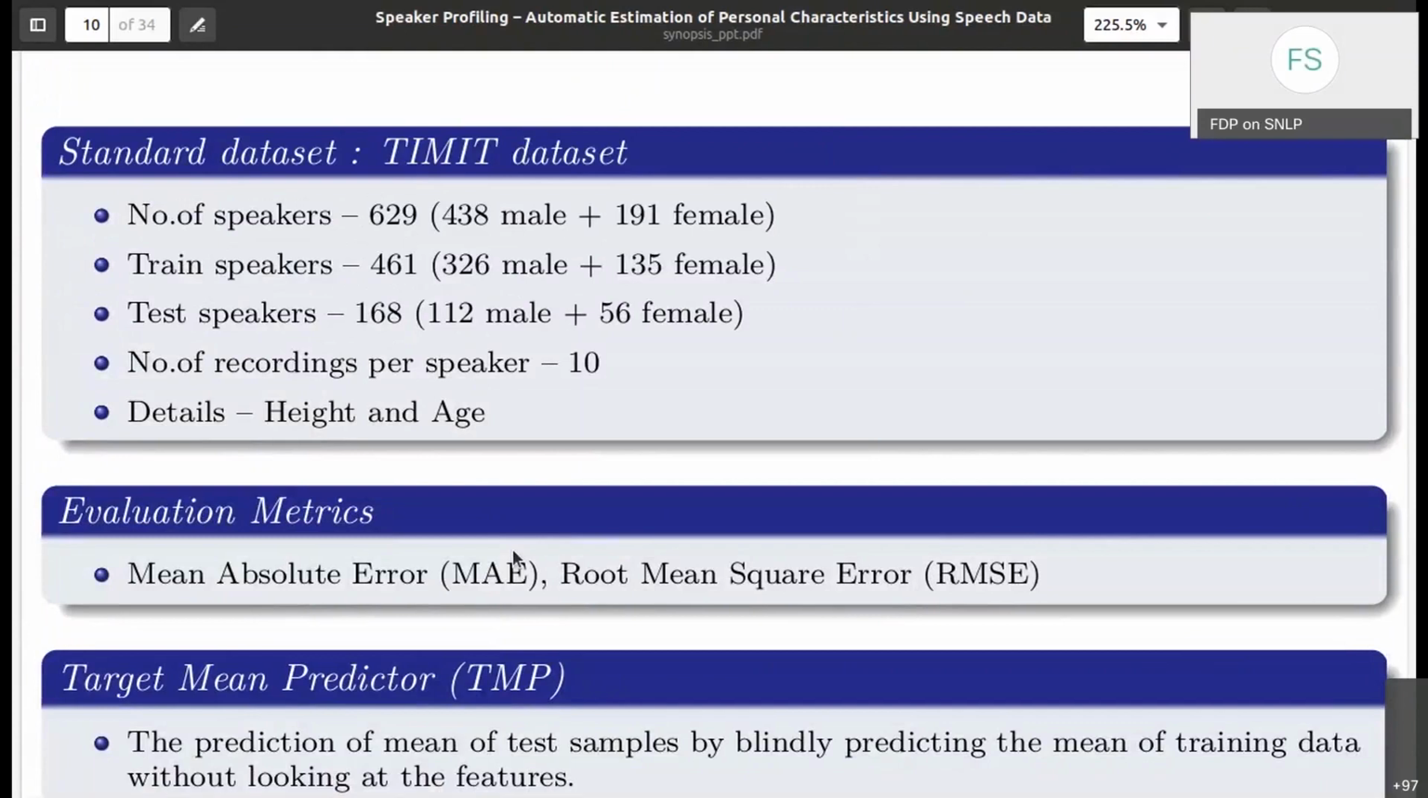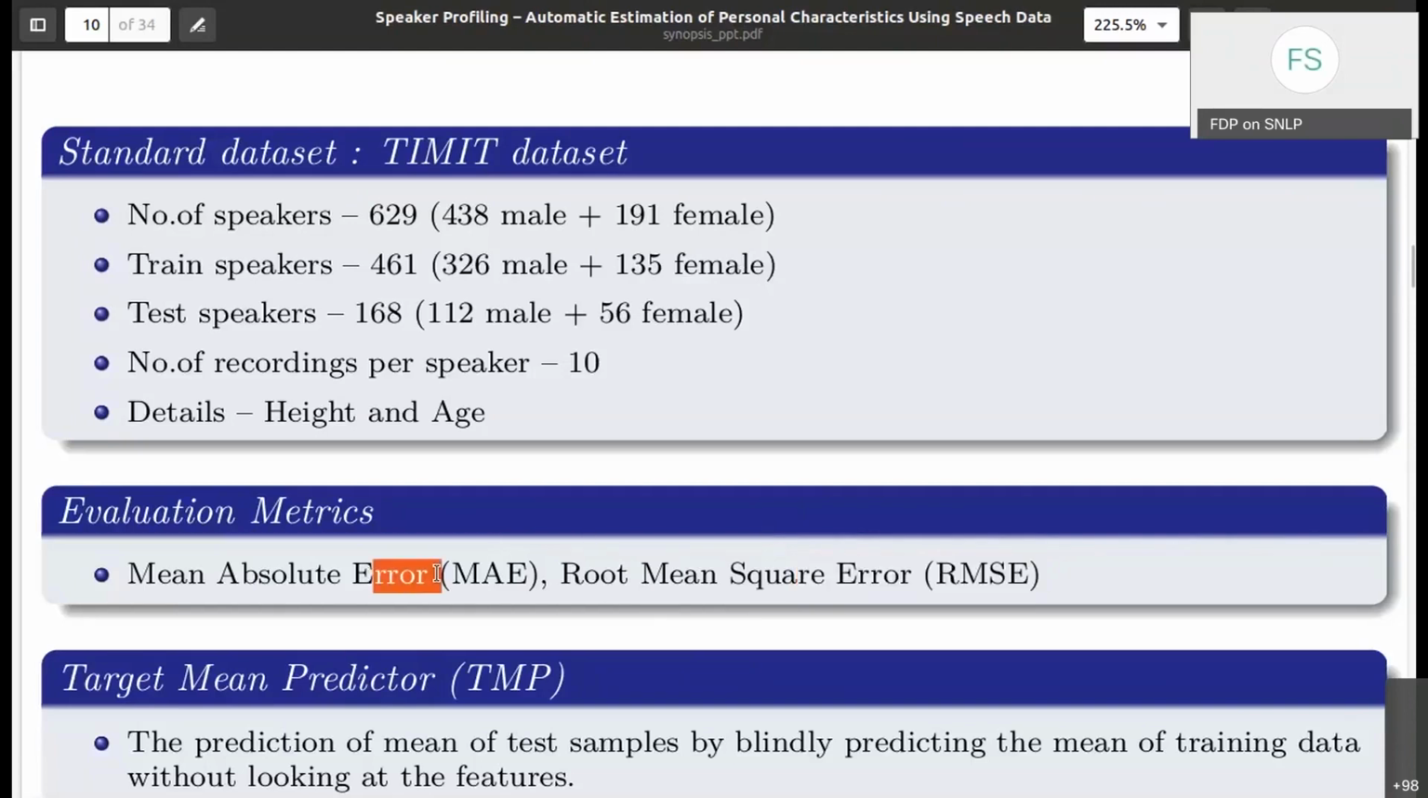Mean absolute error and mean square error, you can use any one. Generally, people use one error method. What we find is that if there are large errors, RMSE will reflect it. Let's say you are doing well with most of the speakers, but if there are some speakers which are especially doing badly, then RMSE will catch it most.